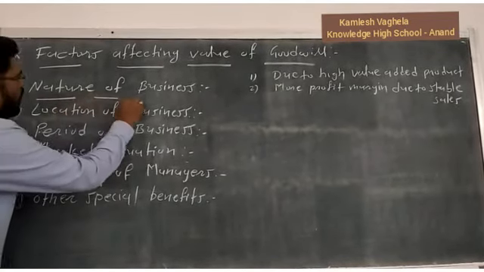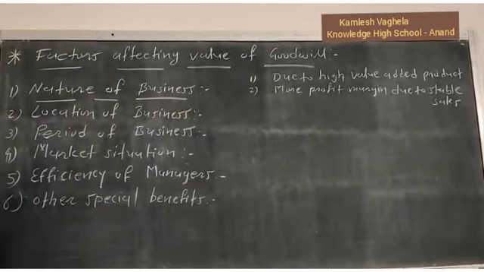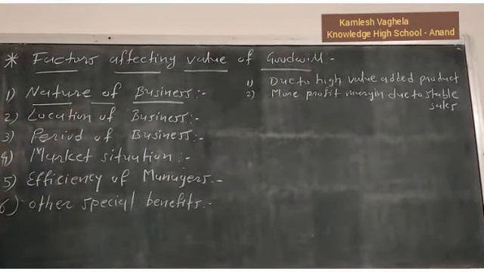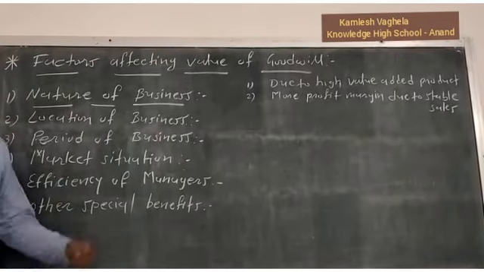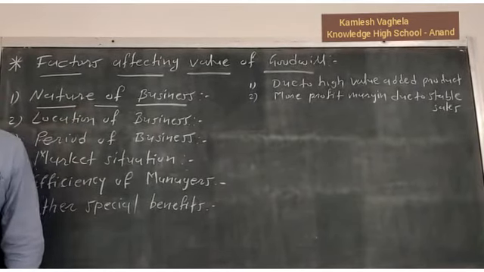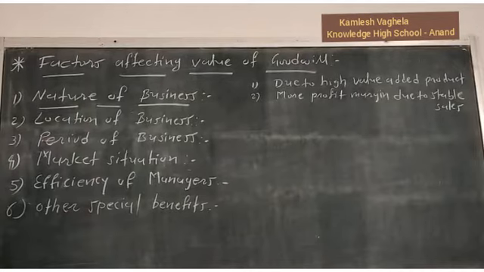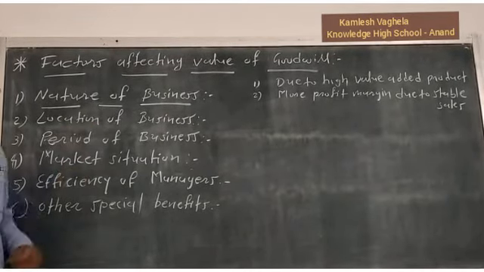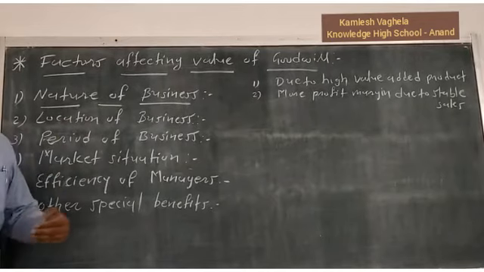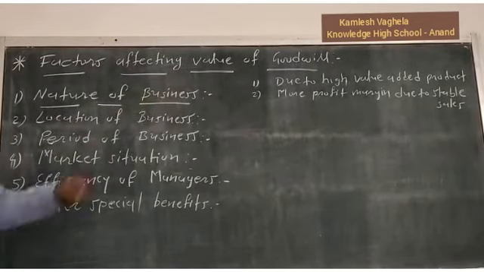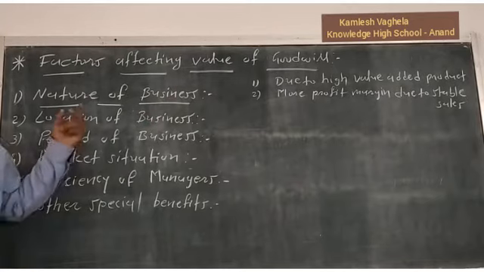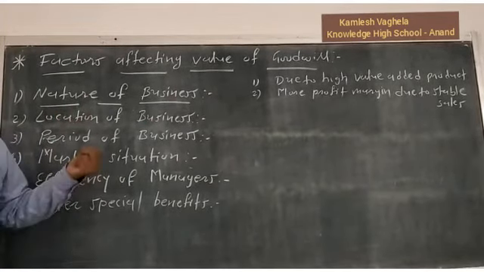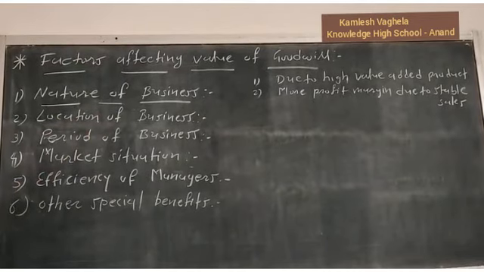So nature of business. The first factor which affects business goodwill is nature of business, means what kind of business we are doing. So when our profit is more compared to other firms, means we are holding goodwill. So when is this possible? I have written 2 points. Due to high value added product, if you are doing business of such a product in which there is high value added. And second, more profit margin due to stable sales.